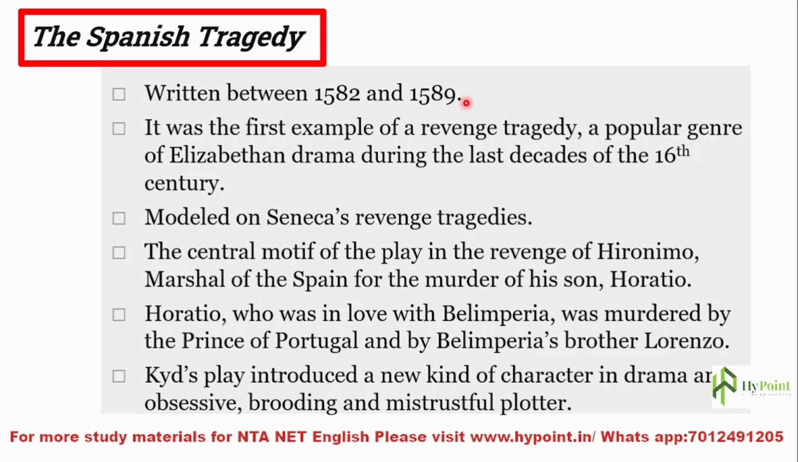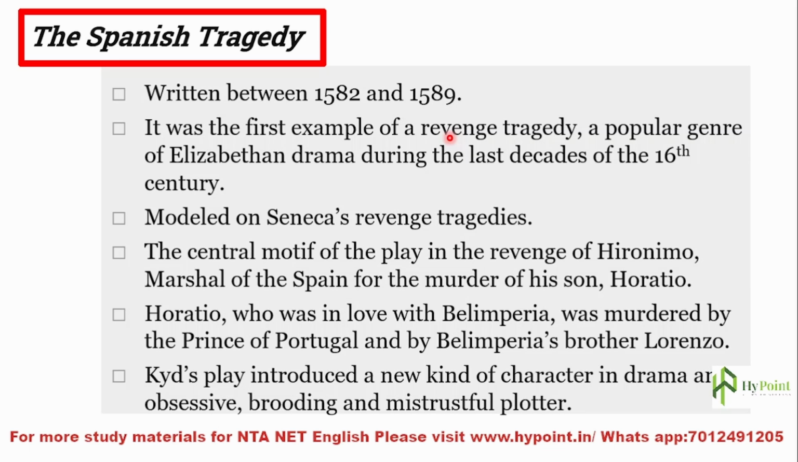So between these years, The Spanish Tragedy was written, and it was the first example of a revenge tragedy. In the Elizabethan age, drama became the towering genre and a secular genre. In the previous age, the age of revival, we know that drama was in the form of mystery, miracle, and moral cycle of plays. But in the Elizabethan age, drama assumed a secular form, and drama is the towering genre. So, how did it become a towering genre?